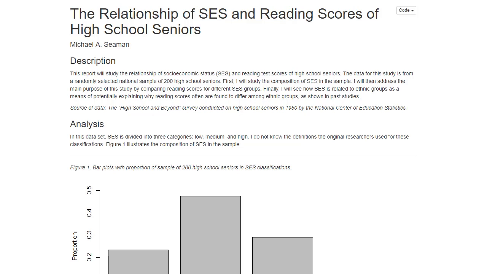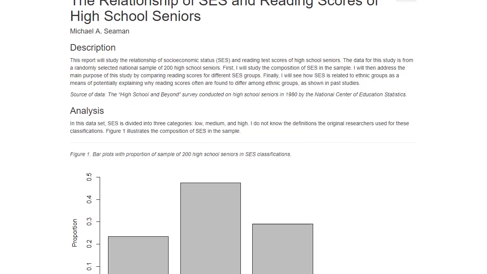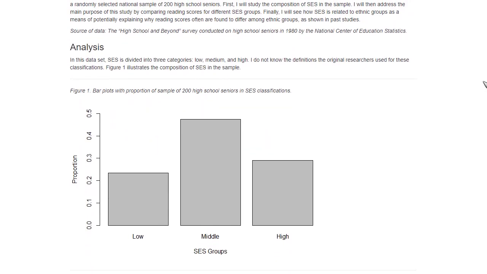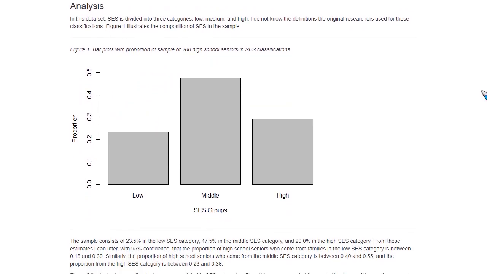So rather than looking first at the R code, we're going to look at the actual inferential statistics and the interpretation of those statistics. You may recall that in the first analysis, what I had to do is compare the proportion of students that came from each of the low, middle, and high SES groups in the sample. There were 23.5% in low, 47.5% in middle, and 29% in high, as illustrated in these bar graphs.